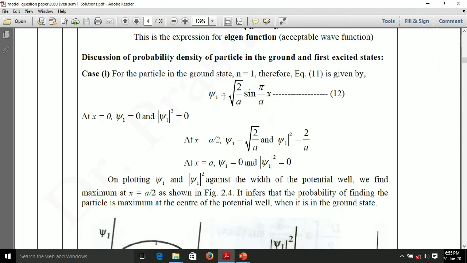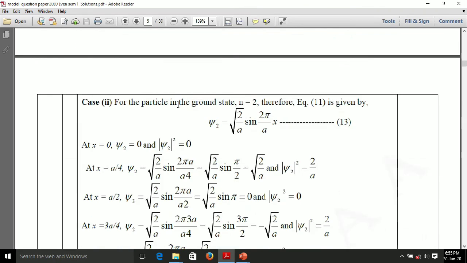And in the fourth part, you have to discuss the probability density of the particle for the ground state and for the first excited state. Here it is wrongly mentioned. For the particle in the ground state is mentioned. This is wrong. This should actually be the first excited state.